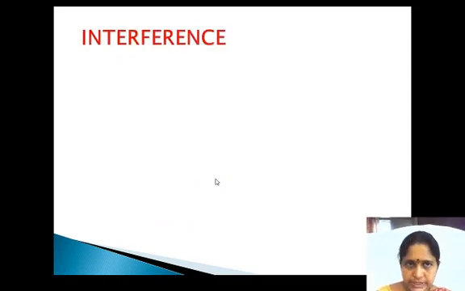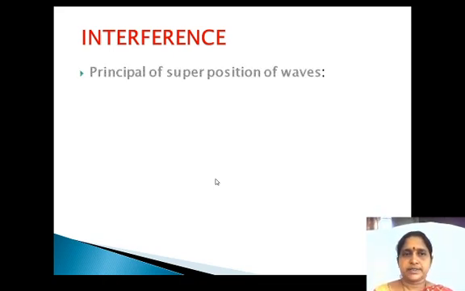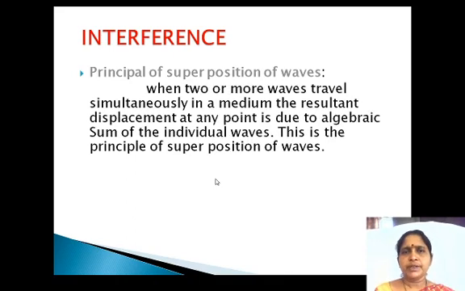Then we go to interference. Interference: principle of superposition of the waves. First, we need to know the principle of superposition. When two or more waves travel simultaneously in a medium, the resultant displacement at any point is the algebraic sum of the individual waves. This is the principle of superposition of the waves.